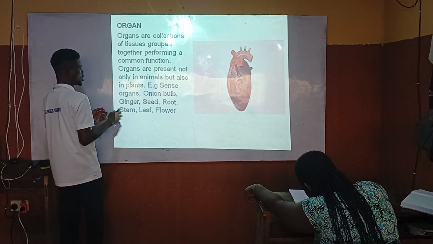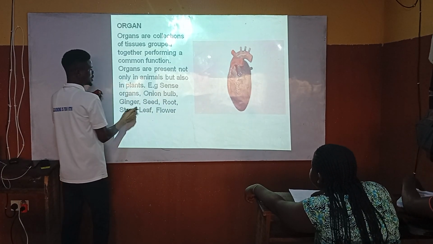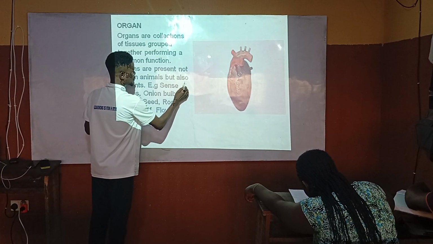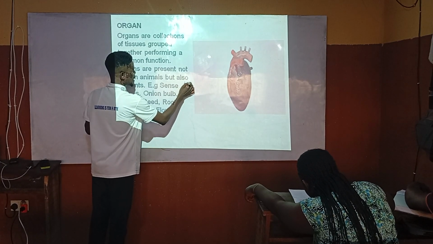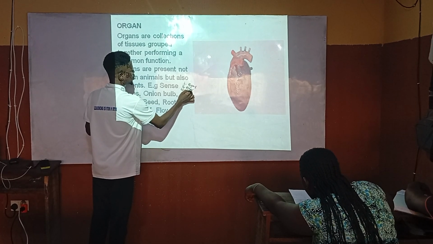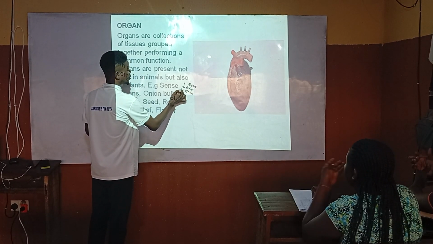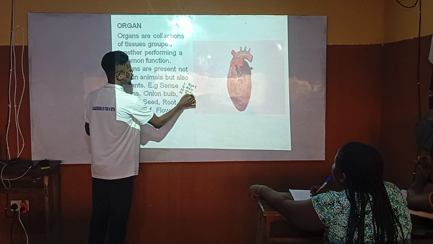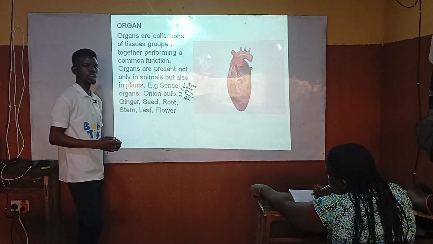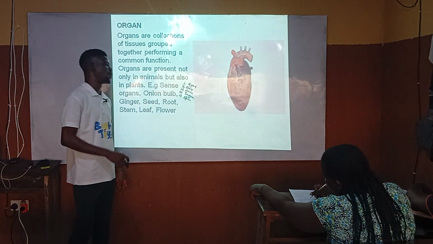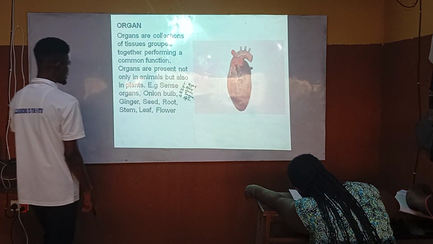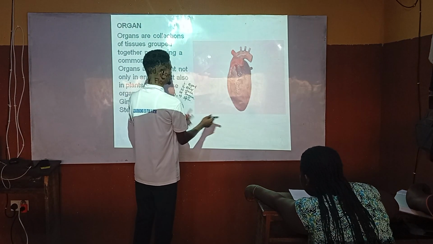Then examples of organs. Of course, in animals we have sense organs. What are the sense organs? Our eyes, our ear, nose, tongue, skin. So here are the 5 sense organs. That means all of these are organs.